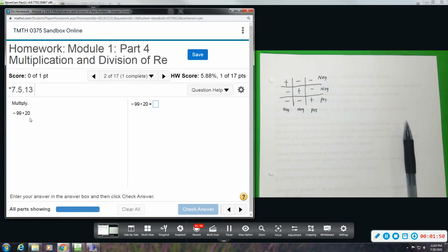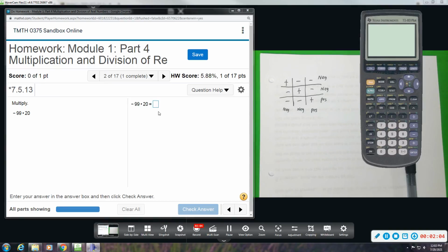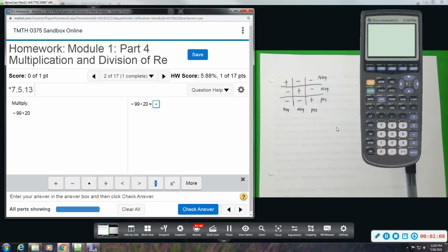Okay. And then negative 99 times 20, so that's a big number. You can kind of manipulate it and do some things, but probably using a calculator is going to be better. So I'm just going to go ahead and understand that my answer is going to be negative. And then on my calculator, I'm going to do 99 times 20. And I already have my negative input, so I know that I have a negative 1980.